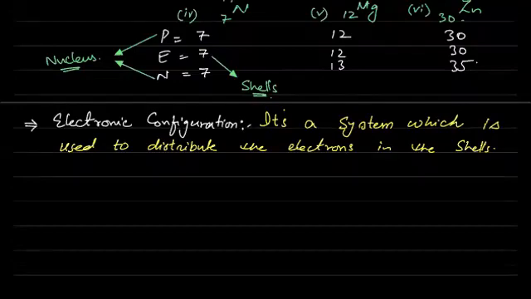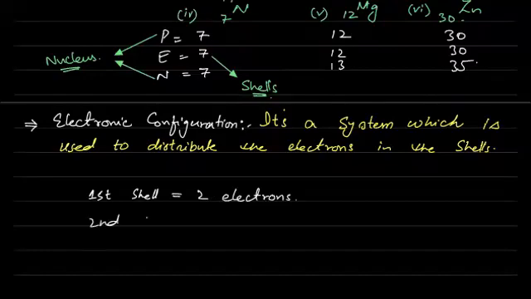According to this electronic configuration, the first shell can accommodate a maximum of 2 electrons. We don't use the 2n square formula. The 2n square formula will be used in your A levels. So in the O levels, the first shell can accommodate a maximum of 2 electrons, and the second shell can accommodate 8 electrons. The third and fourth shells can have a maximum of 8 electrons. So 2, 8, 8, and 8.